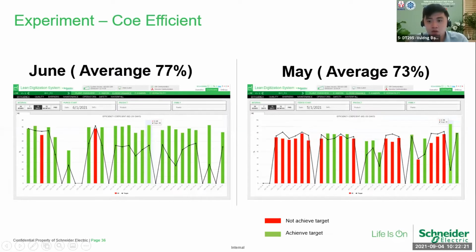Exporting data from the Indosoft system of Schneider and comparing the efficiency in June to the efficiency in May, the performance of June is 77%, similar to May at 73%. Conclusion: the system does not impact the efficiency of production.